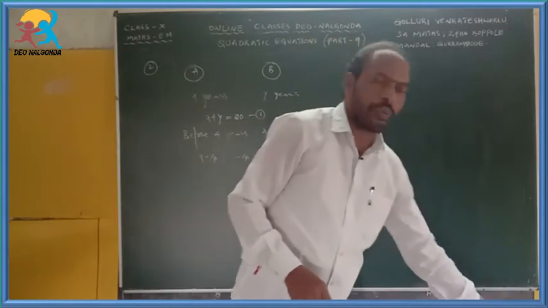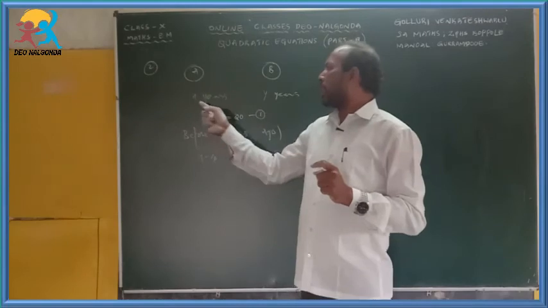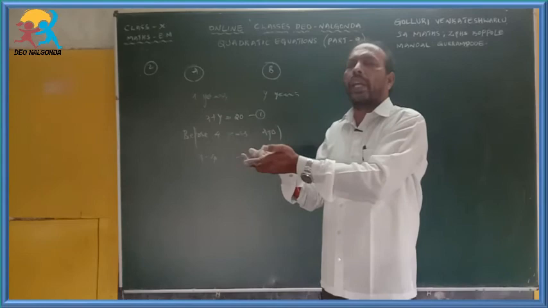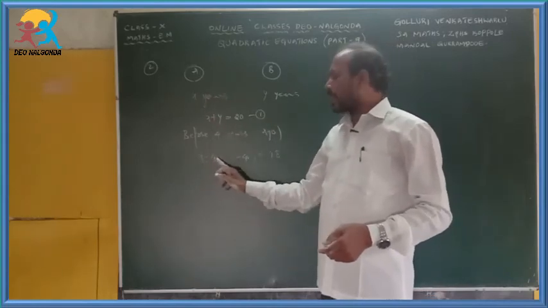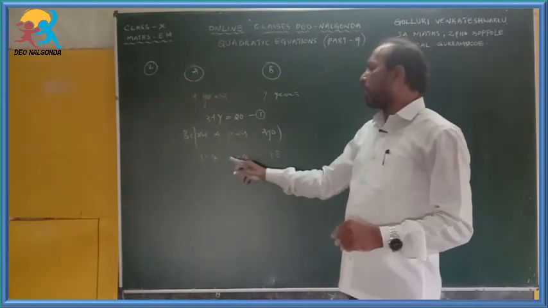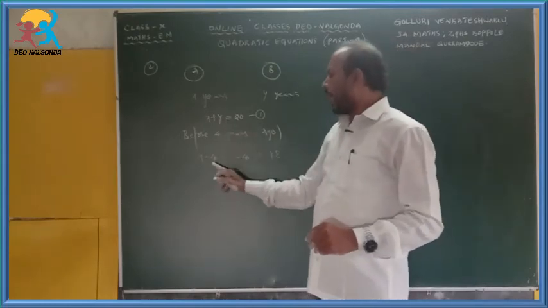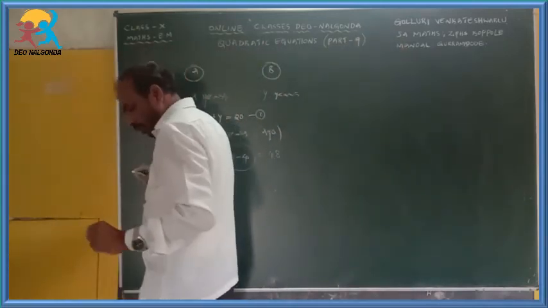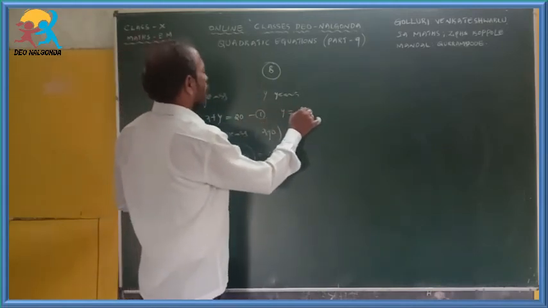So the present age of A is x and the present age of B is y. The sum of their ages is 20 years, so x plus y is equal to 20. Before 4 years, the age of A is x minus 4 and the age of B is y minus 4. The product of these ages will be 48. Eliminating one of the variables, y is equal to 20 minus x.